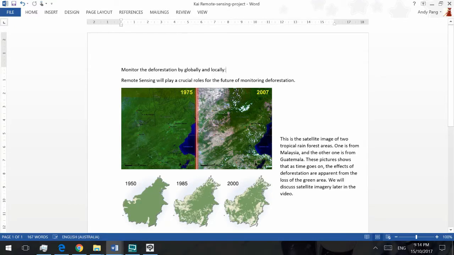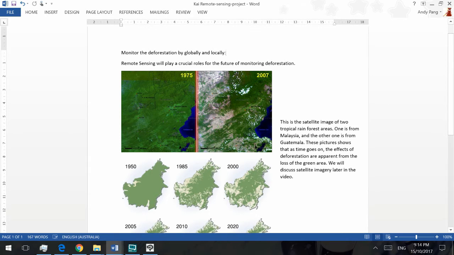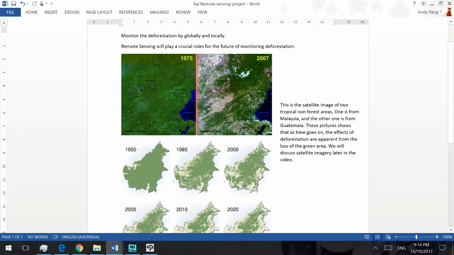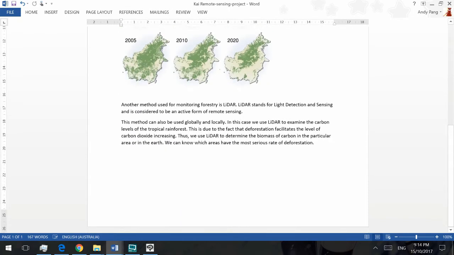Remote sensing will play a crucial role for the future of monitoring deforestation. This is the satellite image of two tropical rainforests. One is from Malaysia and the other one is from Guatemala. These pictures show that as time goes on, the effects of deforestation are apparent from the loss of the green area. We will discuss satellite imagery later in the video.